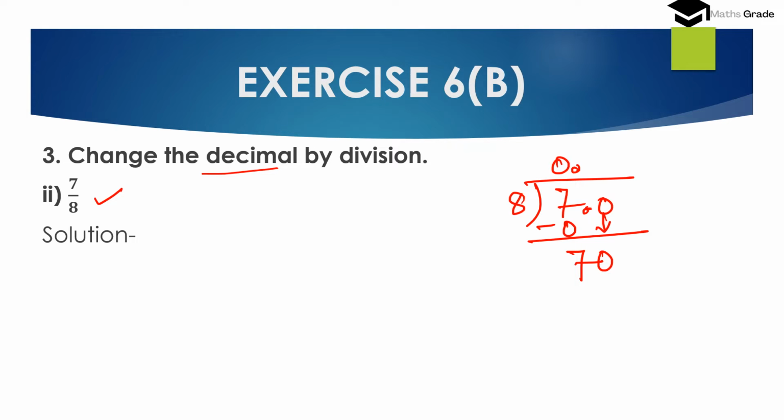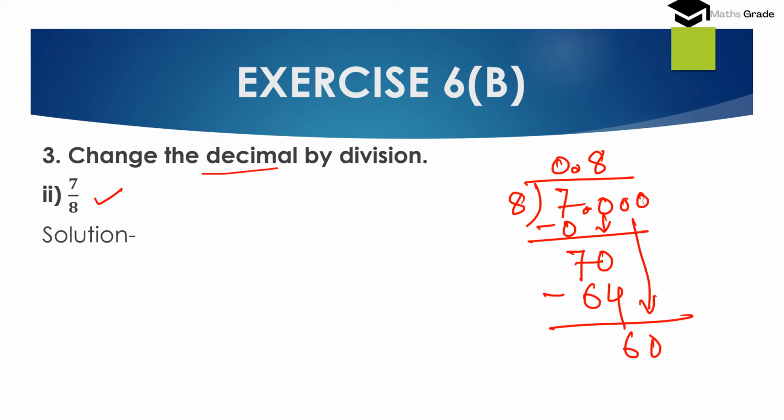Now in the table of 8, 8 9s are 72. 72 is bigger than 70. So we have to multiply 8 with 8. 8 8s are 64, which is less than 70. Now 70 minus 64 is 6. And here one more 0. After the decimal point, we can write any number of zeros. So here 7.000. Now this 60.